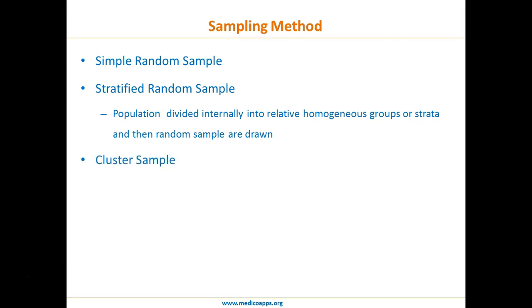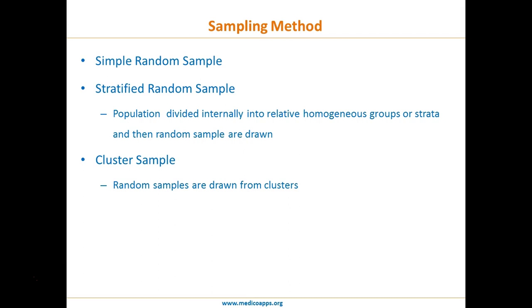Third is cluster sampling. Many times in practical situations, the samples are distributed over a wide geographical area, so it is not strictly possible to go for random sampling. So cluster sampling is when we identify geographical clusters, and then we take random samples from them. So basically random samples are drawn from clusters.